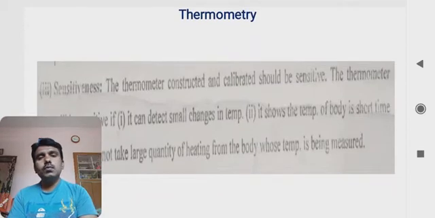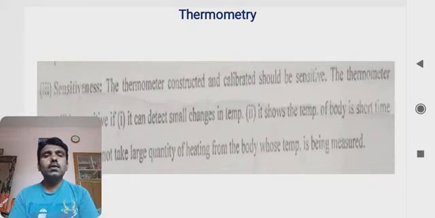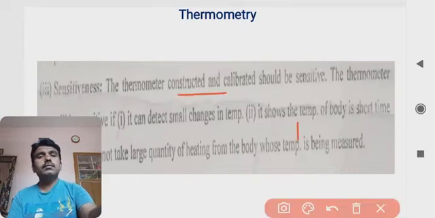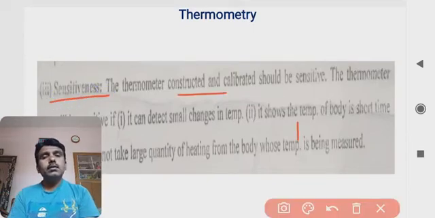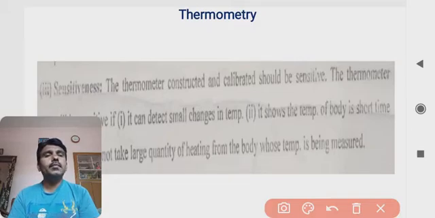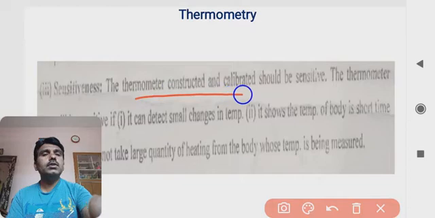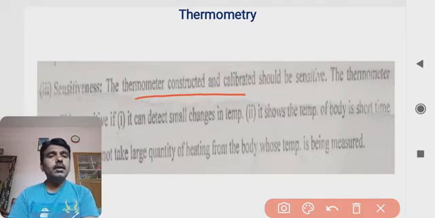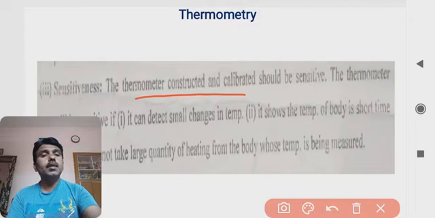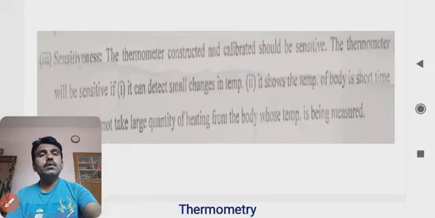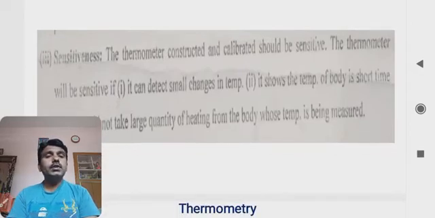The second thing was calibration, and the third thing for the thermometer is sensitiveness. Every time the thermometer is used, it should be sensitive, it should show the correct measurement or the correct temperature. For thermometer construction, it should show the temperature variation correctly and sensitively. And that's why this sensitive calibration is to be done.